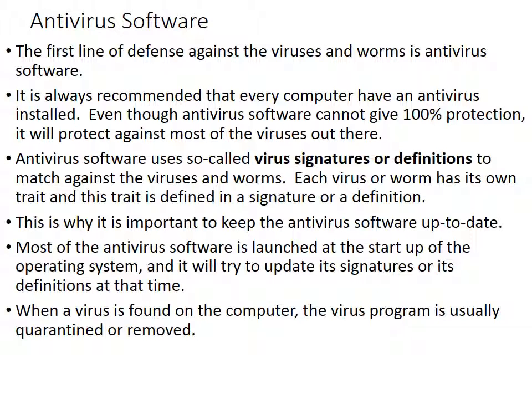The first line of defense against viruses and worms is antivirus software. Antivirus software uses so-called virus signatures or definitions to match against the viruses and worms. Each virus or worm has its own trait, and this trait is defined in a signature or a definition. You have to keep the antivirus program up to date to have new virus signatures. When a virus is found on the computer, the virus program is usually quarantined or removed.